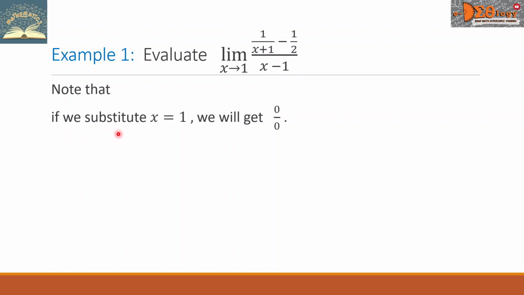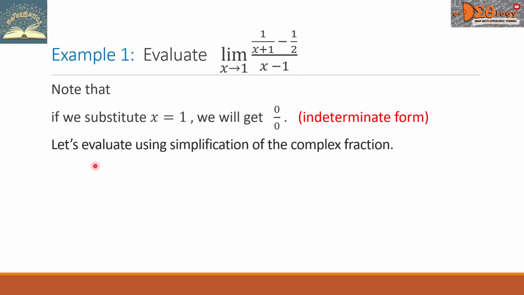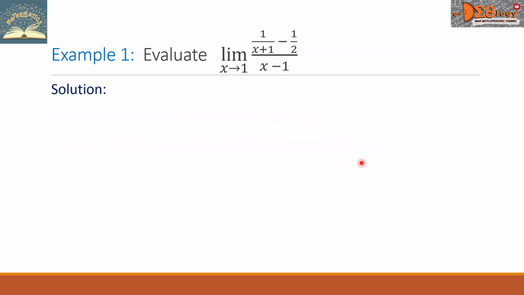Note that if we substitute x equals 1, we will get 0 over 0, and we call this indeterminate form. That is why we're going to evaluate this using simplification of the complex fraction. We copy the problem down here. Note that in our numerator, it is a difference of two fractions, and in the denominator it is the polynomial x minus 1. Let us first simplify our numerator.